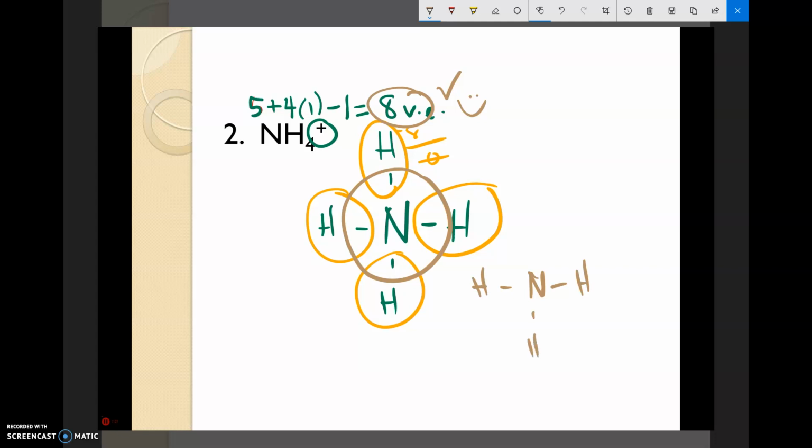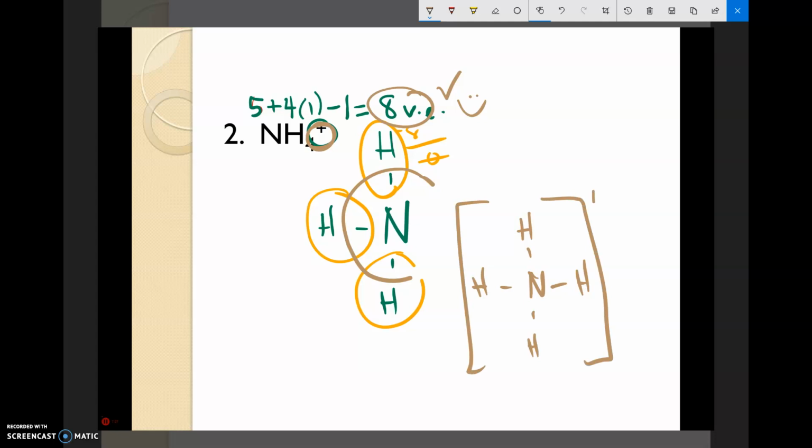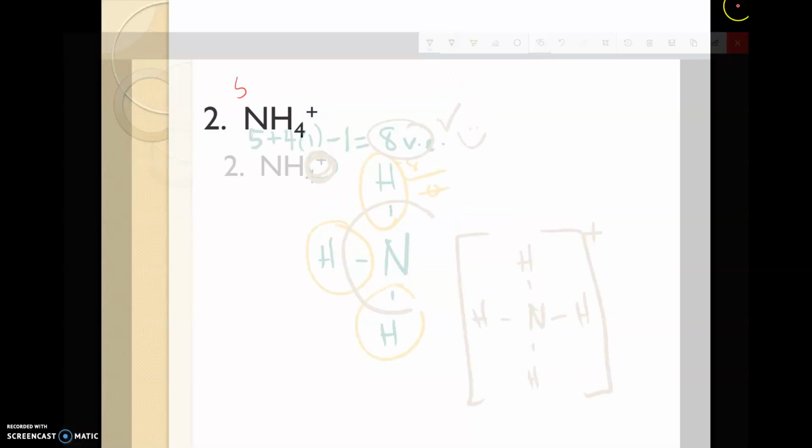Now there's one more thing we need to do, and that's because of our charge right here. Whenever we have a charge, we have to show it. Let's erase that so it looks a little bit better. So we're going to put brackets around this entire structure, and then on the upper right-hand side, we're going to put the charge that is on our formula, so that anyone who looks at this will say, oh, now we know why there are only 8 valence electrons showing in this structure instead of 9, because we have a positive charge.